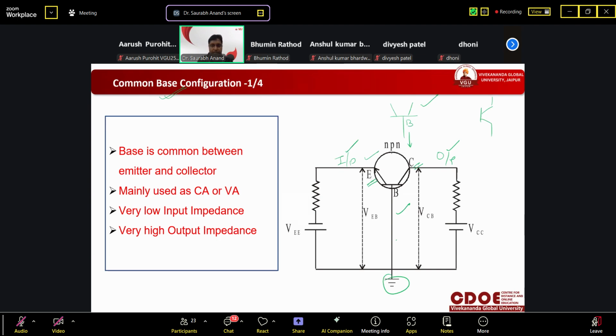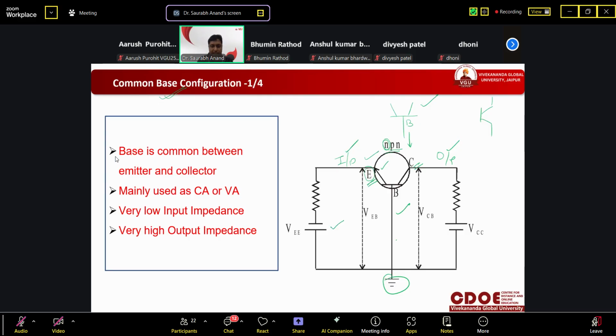Got it? We have used NPN. So N means the current is outside here, you can see it. And this arrow is always drawn at the emitter terminal. So it is there.